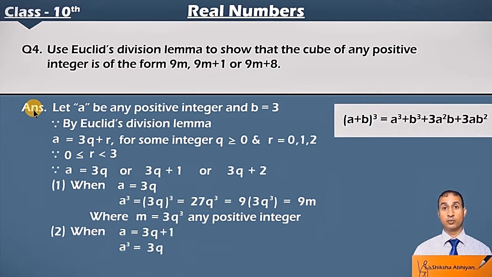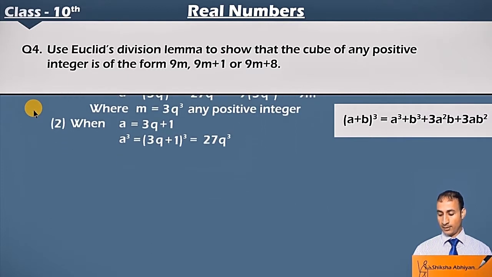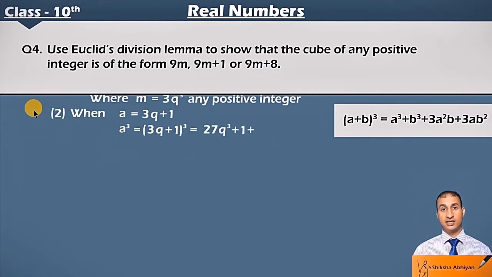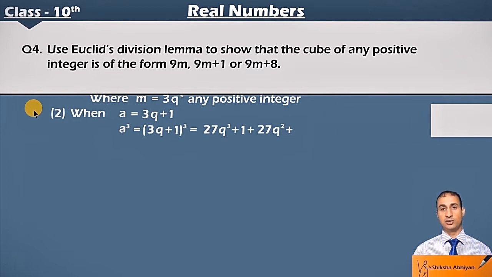Now see the second case, when a is equal to 3q plus 1. So a cube will be 3q plus 1 whole cube. Student, here apply the formula for a plus b whole cube and expand. So first term will be a cube, that is 3q cube, that will be 27q cube, plus b cube, that is 1 cube, plus 3a square b, that is 27q, 3 into 9q square. Now second is 3ab square, that is 3 into 3q plus 1 square, that will become 9q. Now student, 27q cube, 27q square plus 9q.